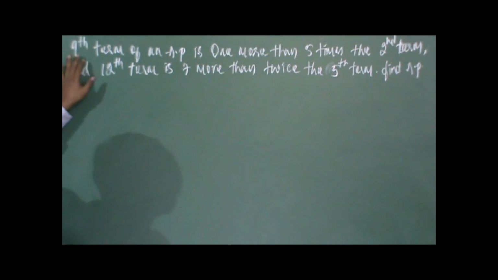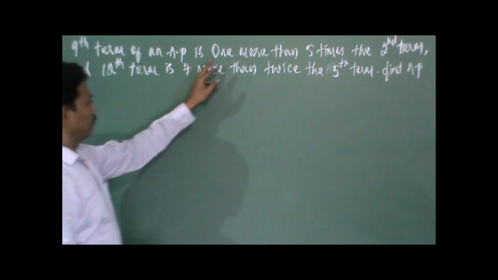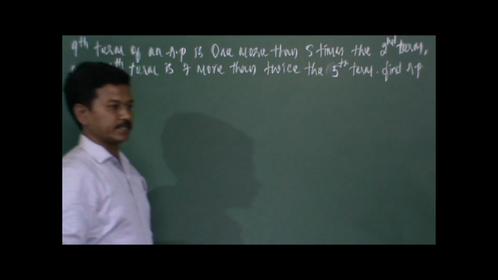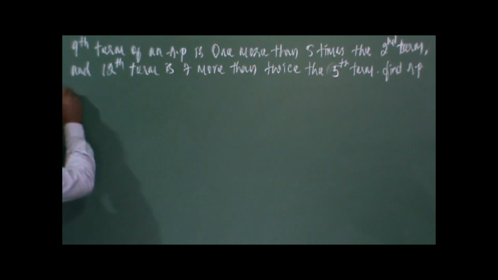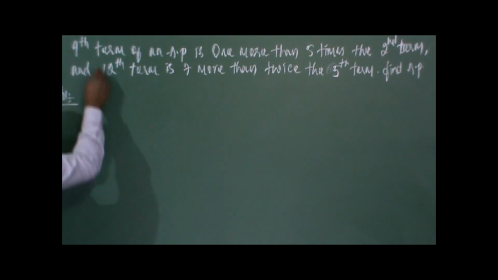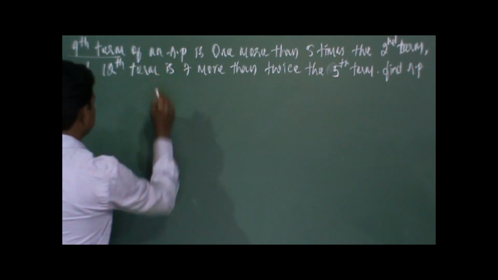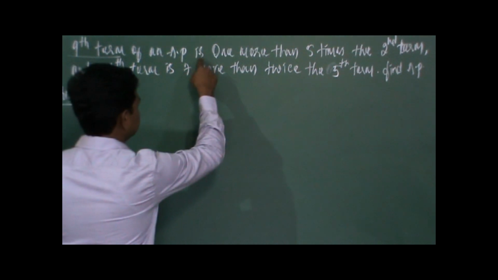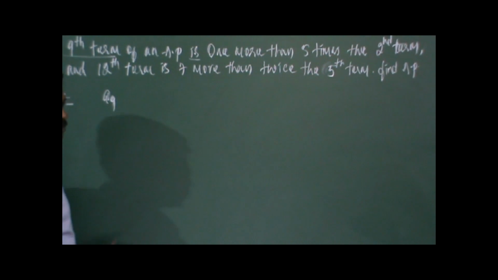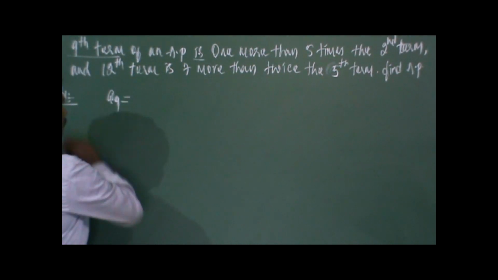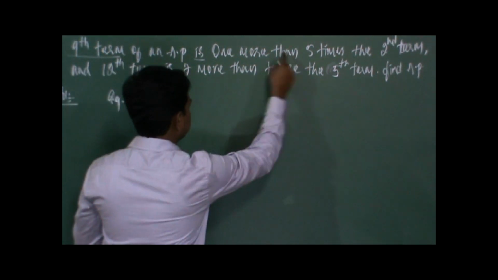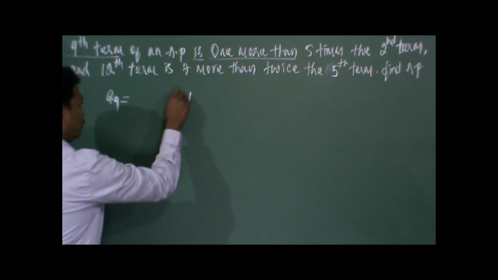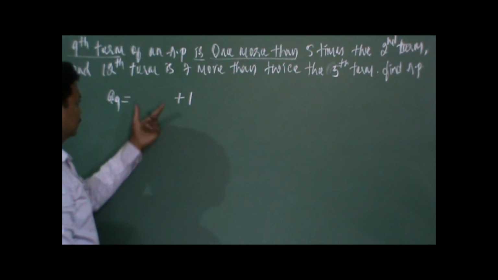Ninth term of an AP is 1 more than 5 times the second term. That is the first condition. So let us write it down. Ninth term of an AP. The ninth term is equal to, understood as equal to, 1 more than. I am going to write it in this style. 1 more than. So what is the thing more than?